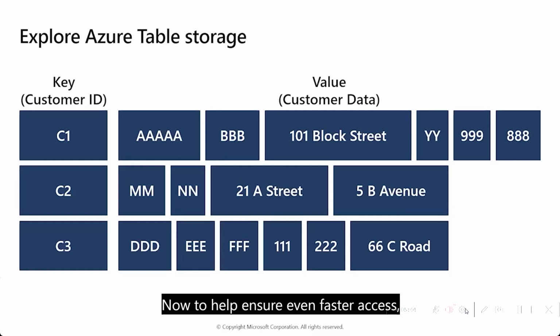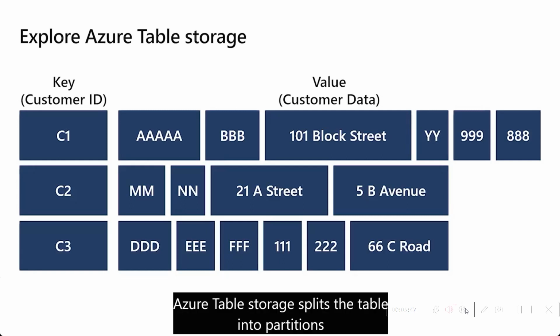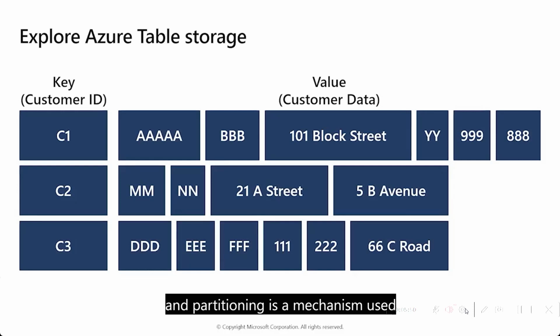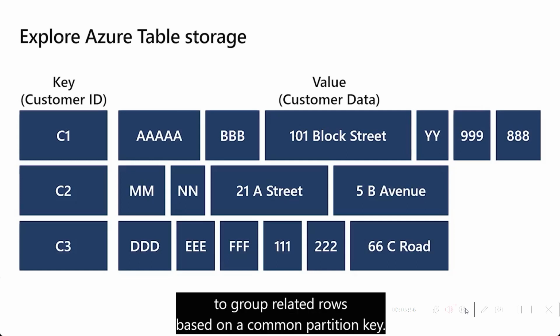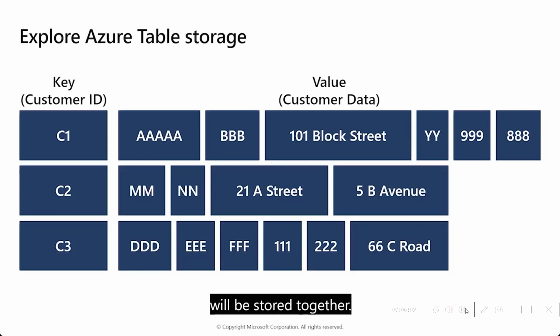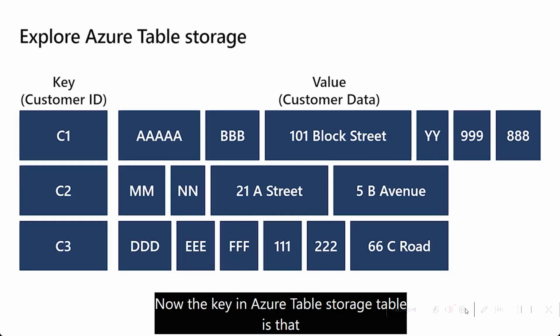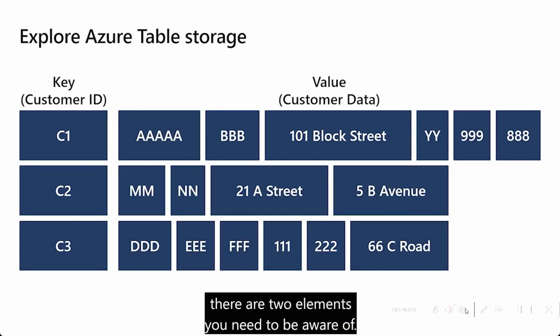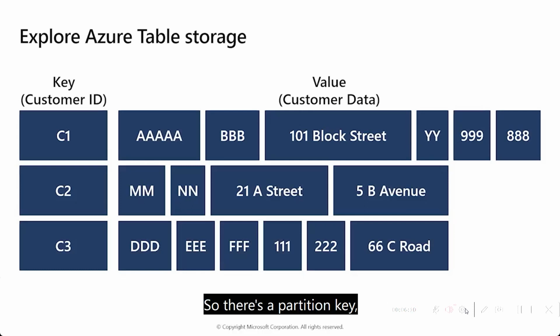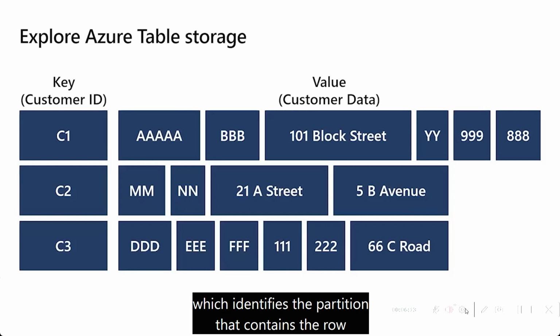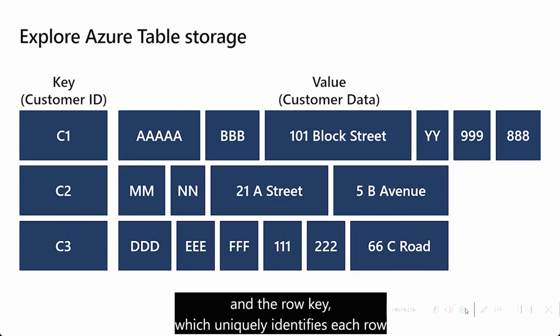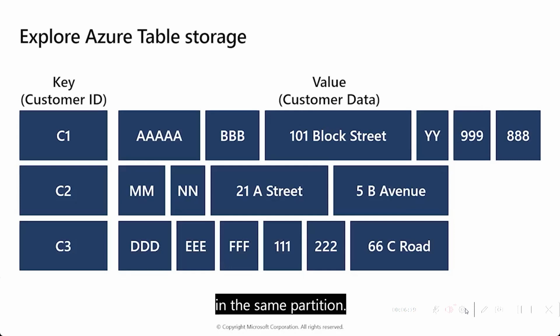Now, to help ensure even faster access, Azure Table Storage splits the table into partitions. And partitioning is a mechanism used to group related rows based on a common partition key. So the rows that share the same partition key will be stored together. Now, the key in an Azure Table Storage table is that there are two elements you need to be aware of. So there's a partition key, which identifies the partition that contains the row, and the row key, which uniquely identifies each row in the same partition. And items in the same partition are stored in row key order.